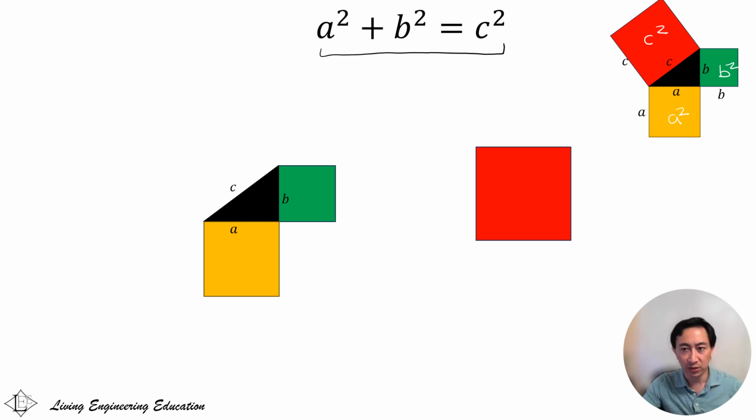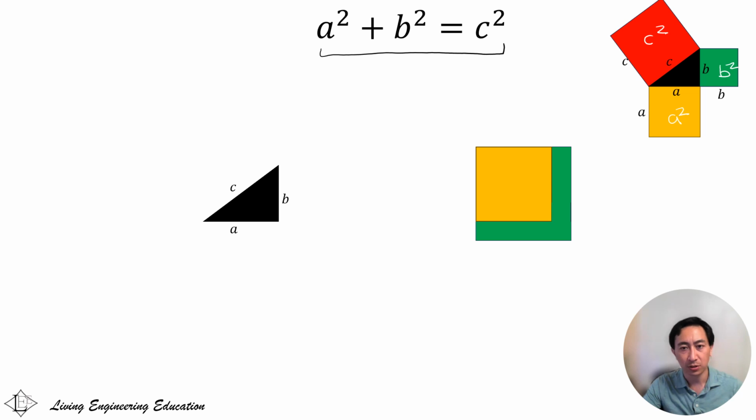So if I move this C squared over here, I can fill it first with A squared, and then I break B squared into small segments, and we can fill in those components. So a quick visual of how the Pythagorean theorem graphically is also represented.